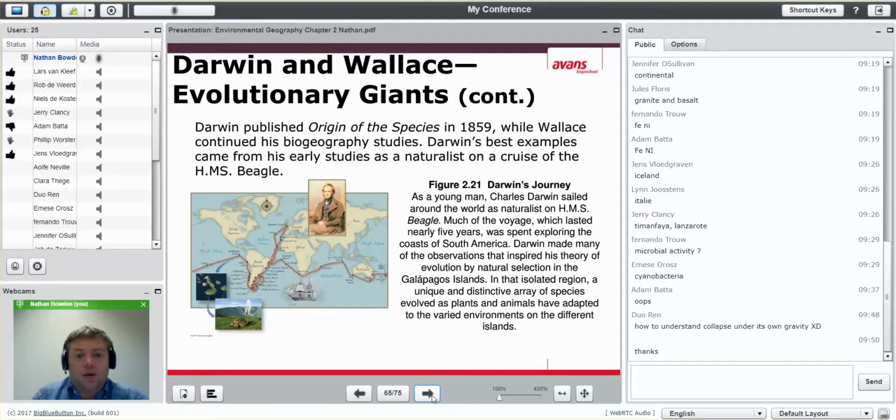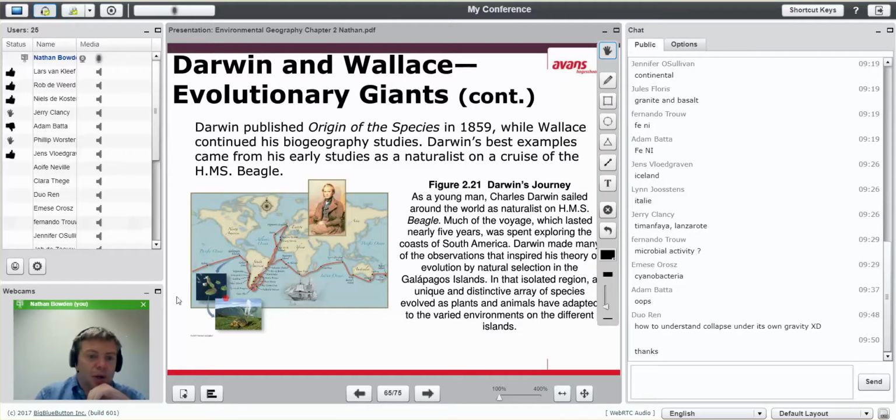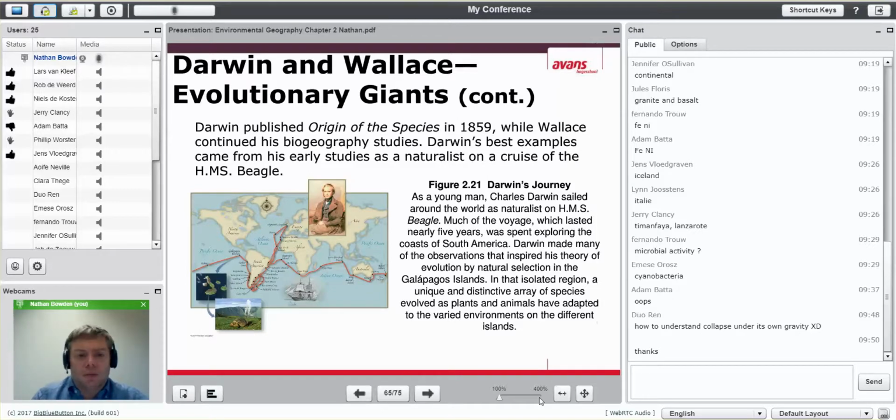Darwin and Wallace are very famous, especially Darwin. We call it Darwinian evolution. Darwin published his book On the Origin of Species in 1859, and Wallace continued his studies. His best examples came from his time on an exploratory vessel called the HMS Beagle. On the HMS Beagle, he went down to South America and then through Asia on a trip around Africa and back. Mostly we know him from his work in the Galapagos Islands, off the west coast of South America, where there are tortoises to this day, I think, that Darwin met.